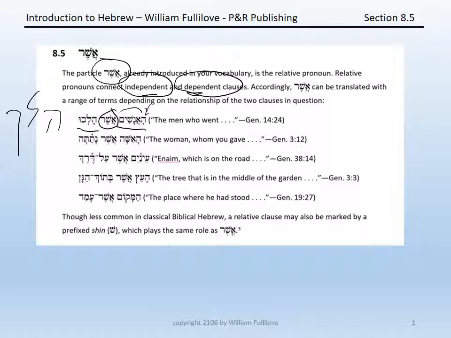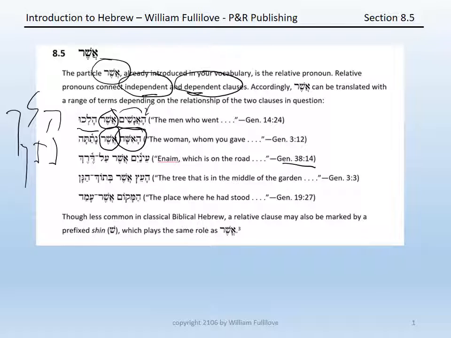Alternately, Genesis 3:12, ha-isha asher natata. Ha-isha, the woman whom natata, you gave, Qal perfect, second masculine singular of natan, you gave. The woman whom you gave.